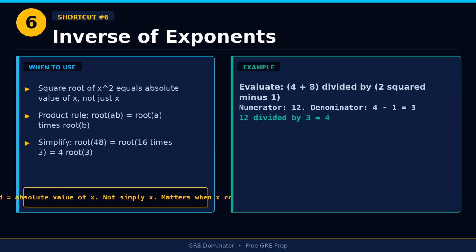The fraction bar is a grouping symbol. When evaluating a complex fraction, compute the numerator completely, compute the denominator completely, then perform the division. For the fraction 4 plus 8 over 2 squared minus 1, the numerator is 4 plus 8 equals 12. The denominator is 4 minus 1 equals 3. The result is 12 over 3 equals 4. Students who evaluate the whole expression as one sequence without separating numerator and denominator will get this wrong.